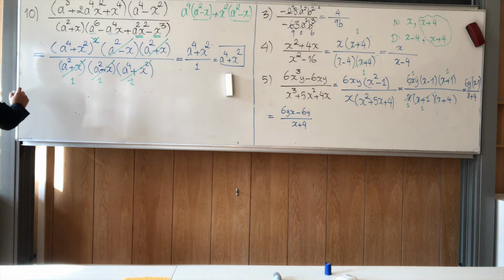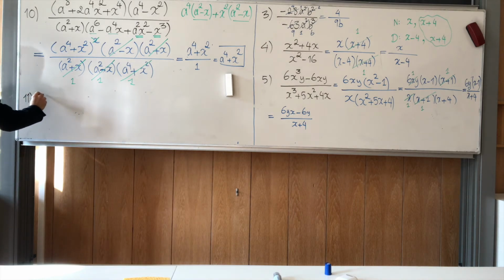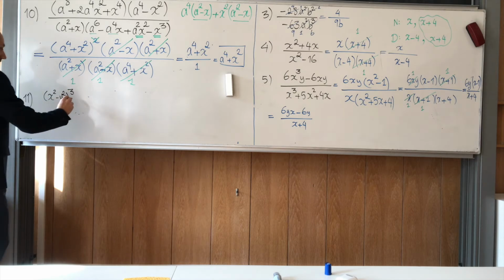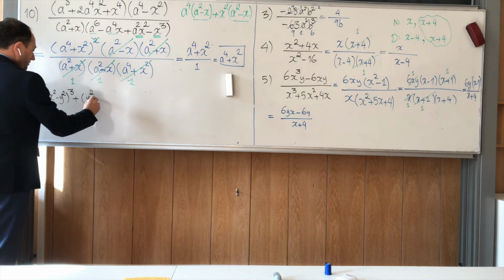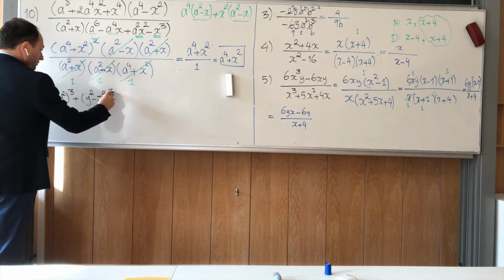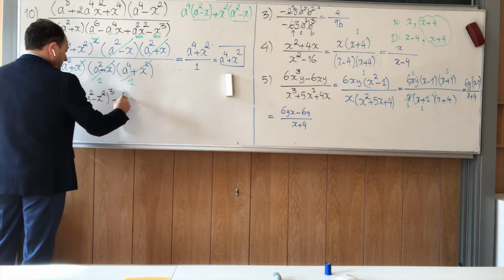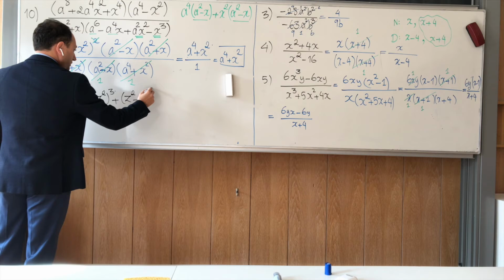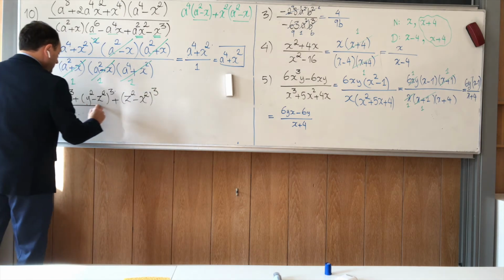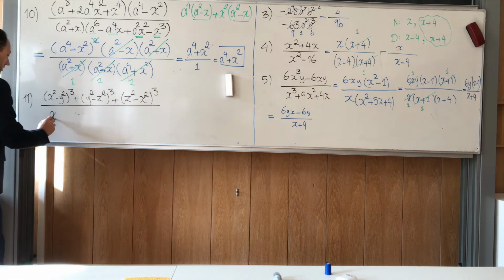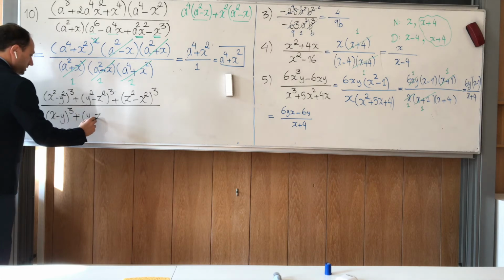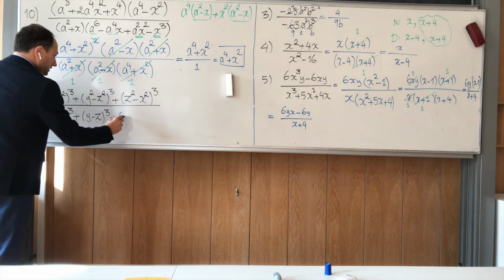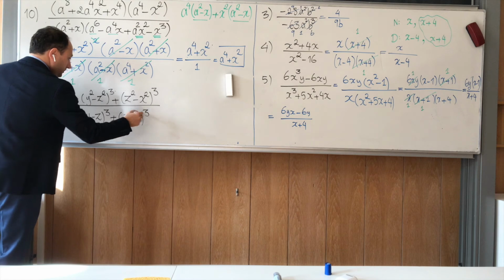I want you to simplify this for me. So I have (x² − y²)³ + (y² − z²)³ + (z² − x²)³, divided by this expression, (x − y)³ + (y − z)³ + (z − x)³.